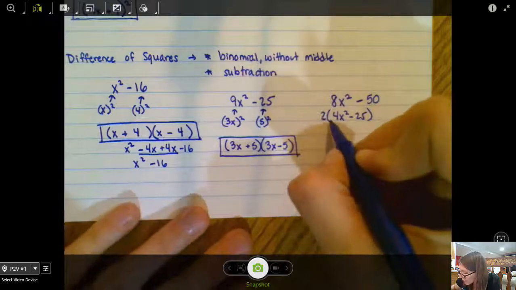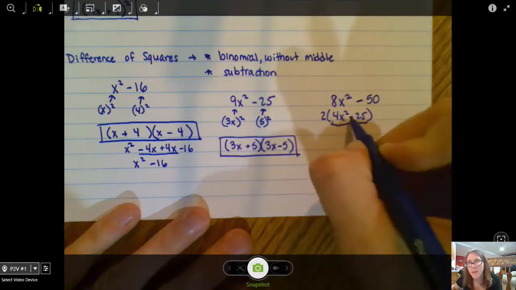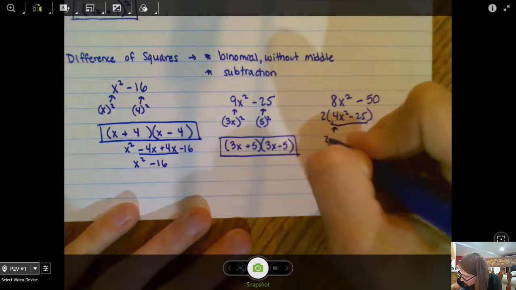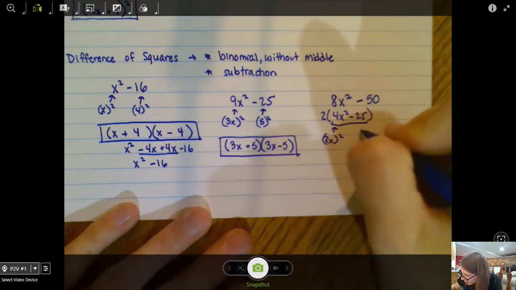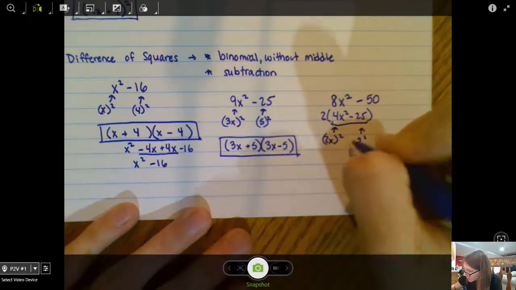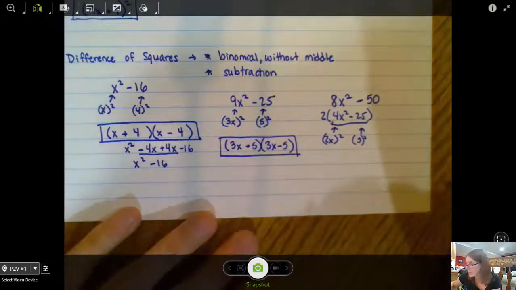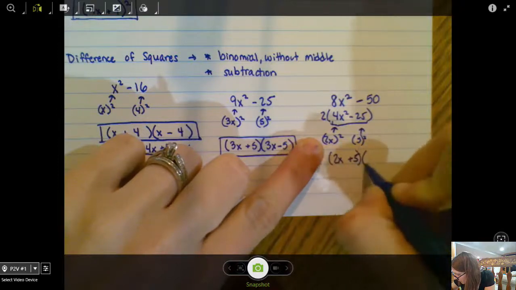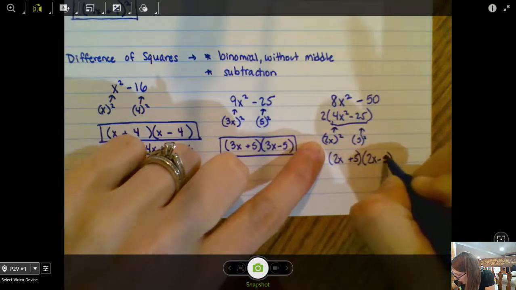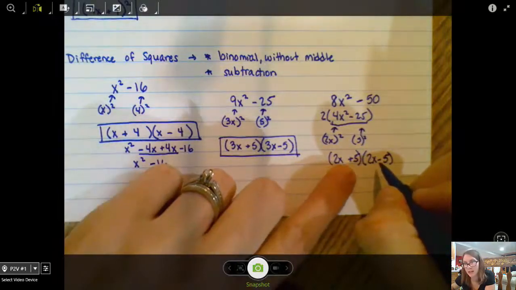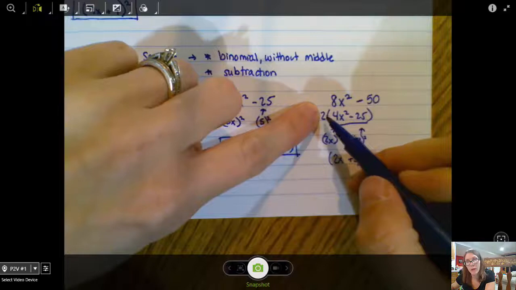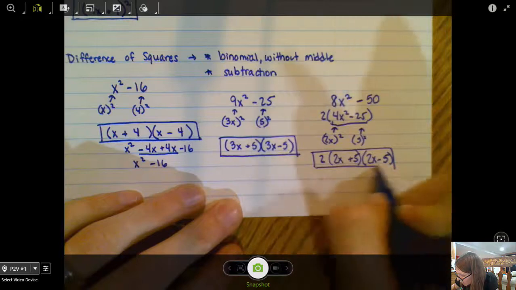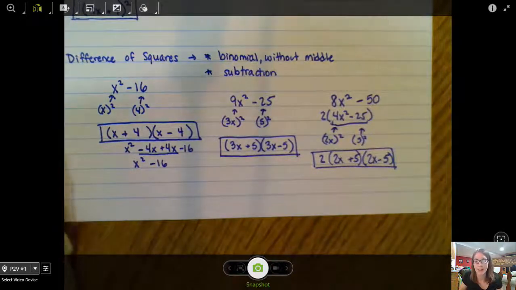There we go. Because now I have a binomial. No middle term. I have subtraction in the middle. 4x squared is a perfect square, it's 2x squared. 25 is 5 squared. So we put our pieces together, we get 2x plus 5, 2x minus 5, same factor, but with opposite signs in the middle. Don't forget to bring that 2 down that we'd factored out originally though. So our final factorization would be 2 times 2x plus 5 times 2x minus 5.